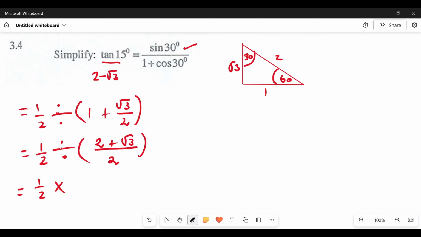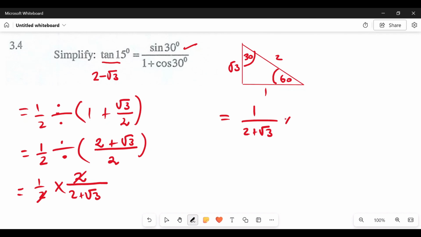Remember, guys, when you change division into multiplication, the numerator becomes a denominator and the denominator becomes a numerator. Meaning that 2 becomes a numerator, and then 2 plus root 3 becomes a denominator. So when it's like this, it means that we have 2 divided by 2, which is going to give us 1. Let me continue here. So we will be left with 1 over 2 plus root 3. This is the answer, but I wouldn't say leave it here. You should start rationalizing. So let's rationalize.